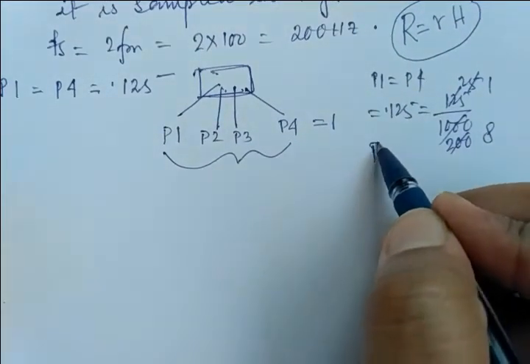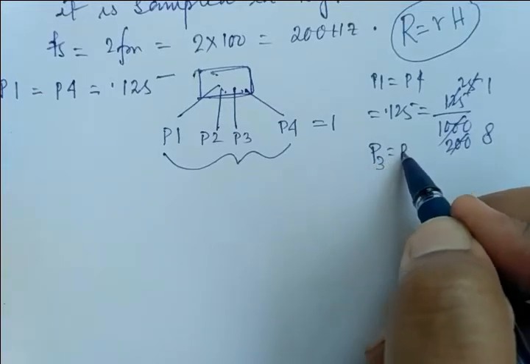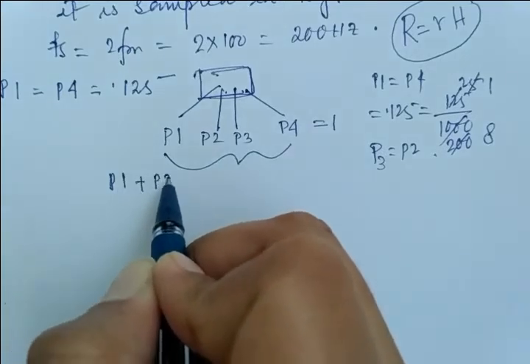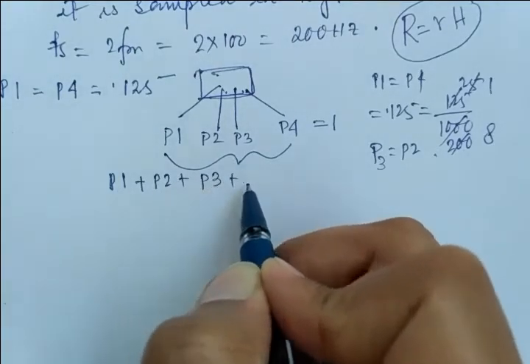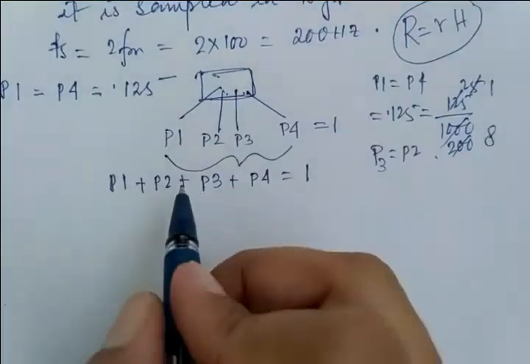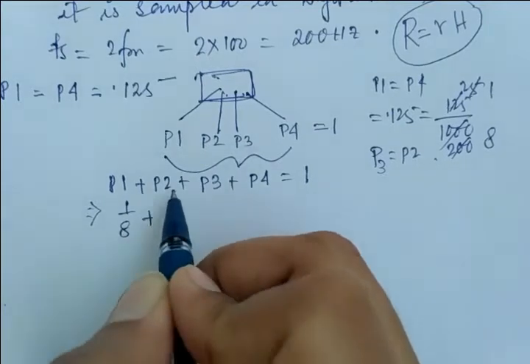So we can say that P3 equal to P2, right? Okay, so what will be your equation? The equation will be P1 plus P2 plus P3 plus P4 equal to 1, because the total probability is 1. Okay, now what is the value? 1 by 8 plus P2 equal to P3.